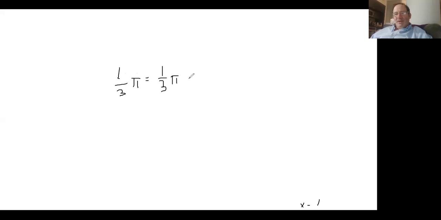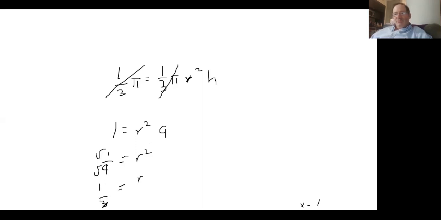You can look it up on the first page of the test if you don't have it memorized: 1/3 pi r squared h, right? And then these 1/3 pi's just cancel out. So I'm left with 1 equals r squared times 9, because I know h is 9. So now r squared equals 1/9. This is where it's a little tricky. We're not used to taking square roots of fractions, but we just take the square root of both sides, the square root of the top and of the bottom, and I get r equals 1/3. Okay, so that is question number 13.